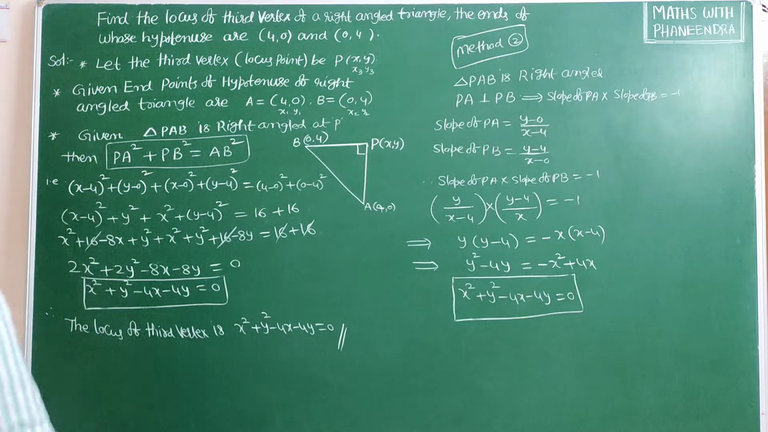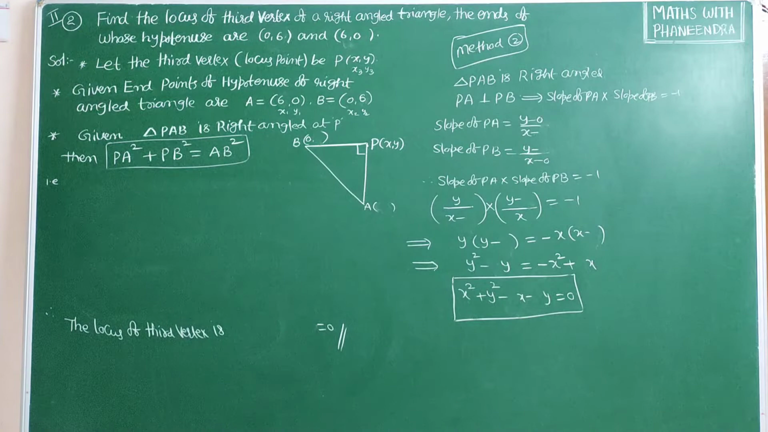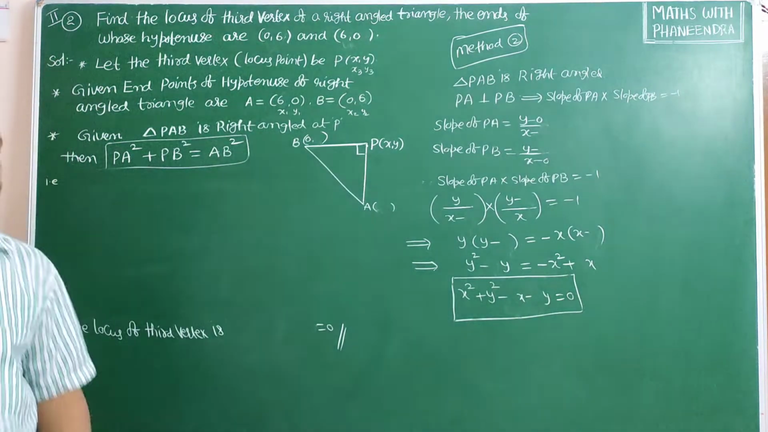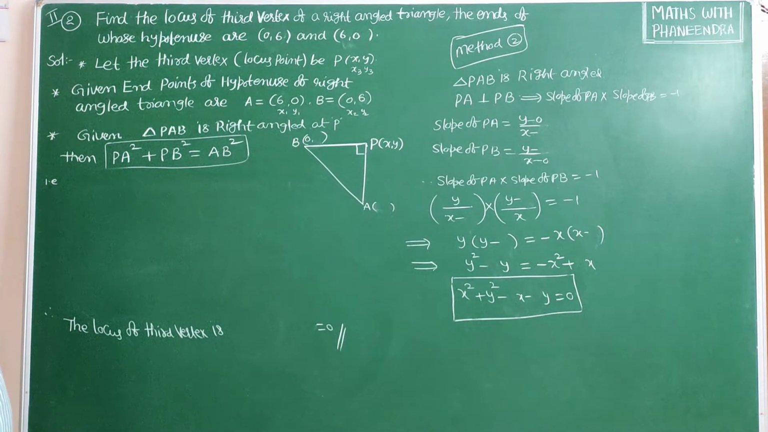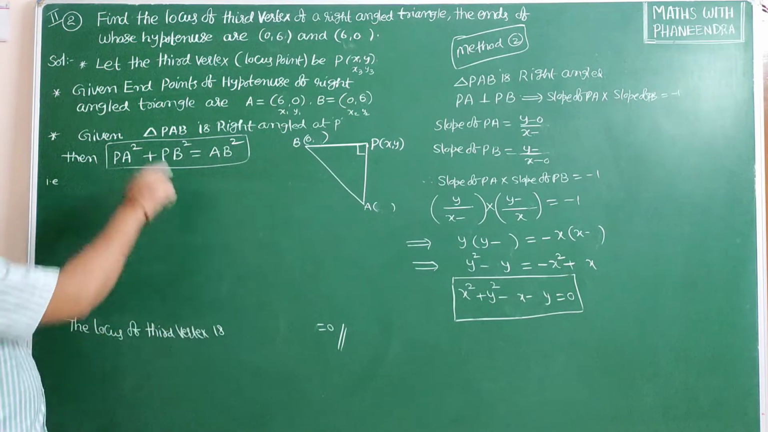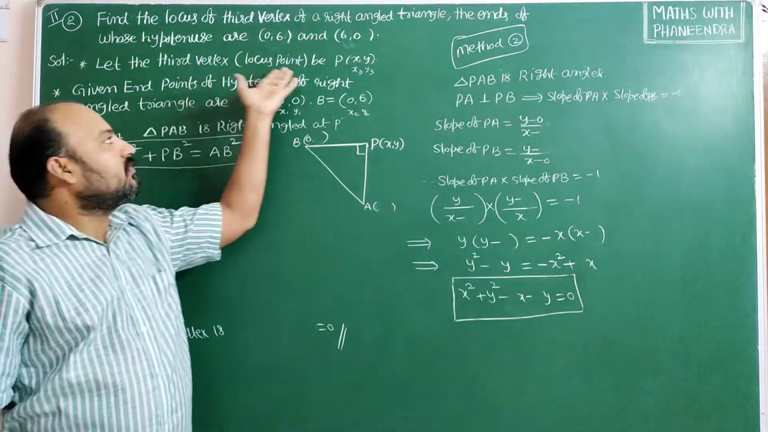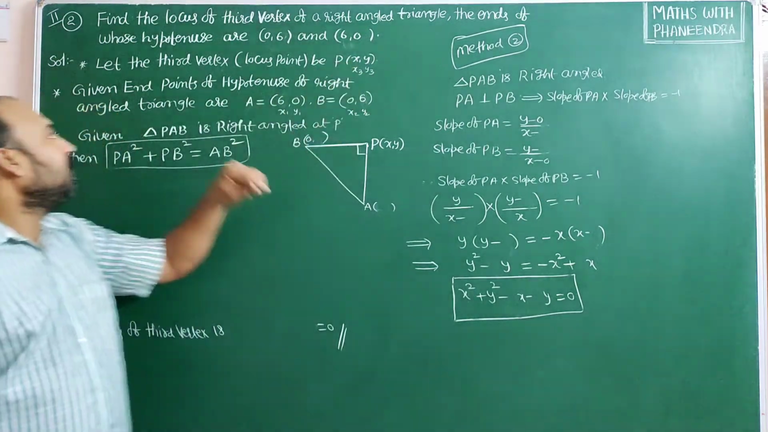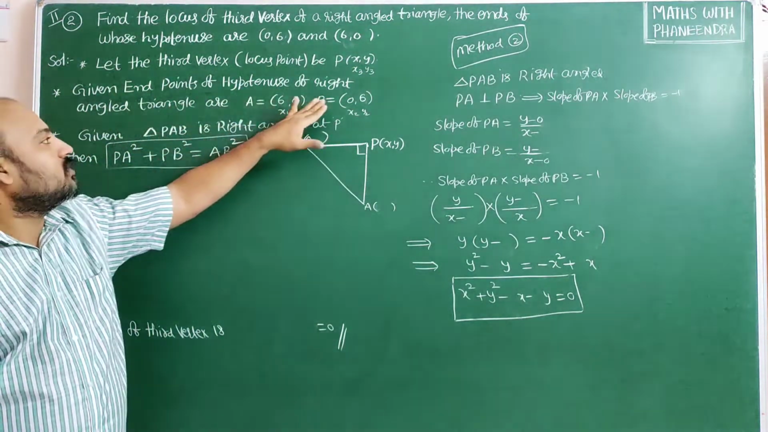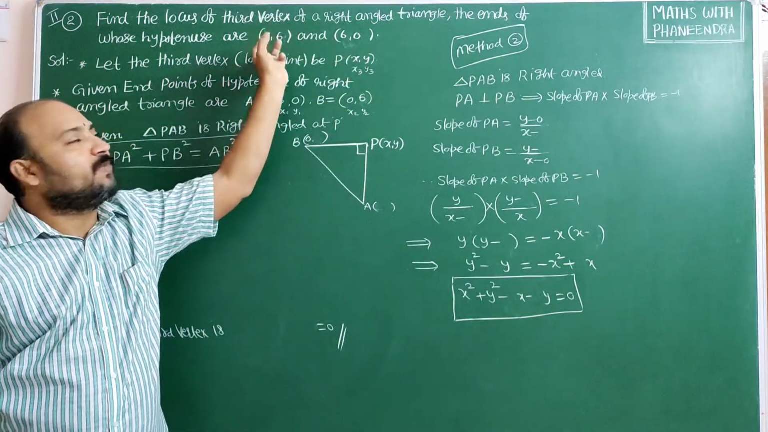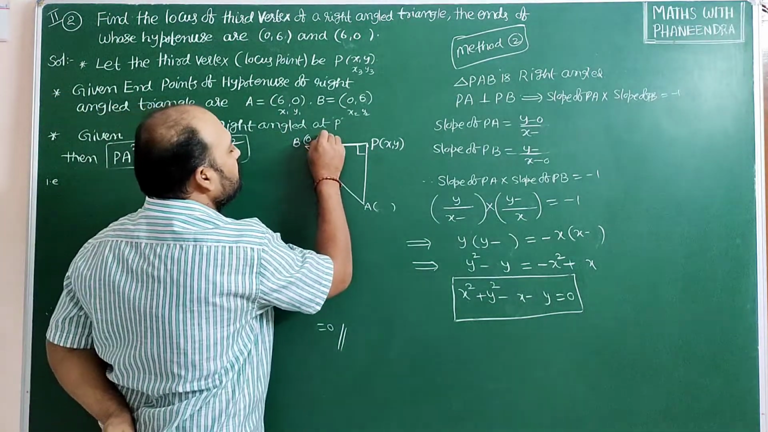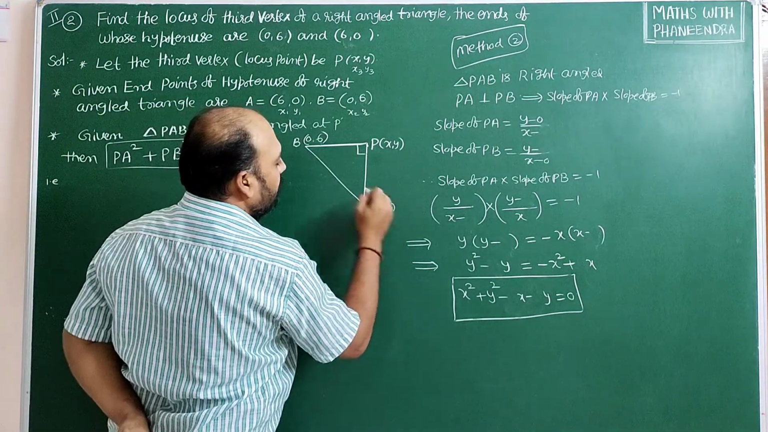We'll move on to the next questions. The next question, dear students. Find the locus of third vertex of a right angled triangle whose hypotenuse ends are 0, 6 and 6, 0. So first step is, let the third vertex locus be a point P of x comma y. Given endpoints of the hypotenuse of the right angle triangle are A of 6 comma 0 and B of 0 comma 6. You can plot like this, 0 comma 6, 6 comma 0.